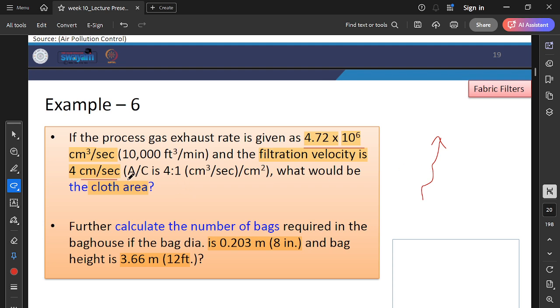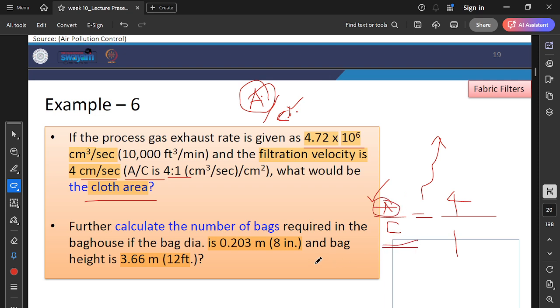So the A by C ratio is the total area by cloth area. That is the A by C ratio, 4 is to 1. What will be the cloth area? If you understand A, then you can easily get C. A by C, total area by cloth area ratio is 4 to 1. So if you know A, the total area, then you can easily find the cloth area. How to find C? That is the first question.